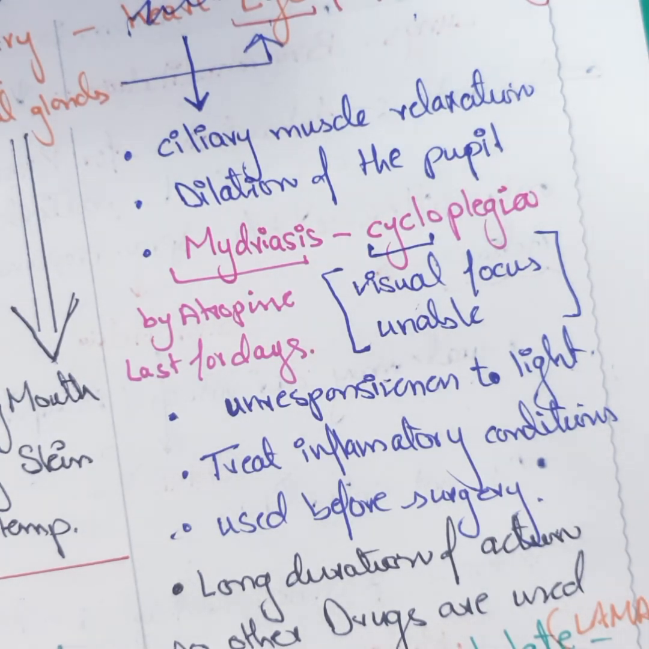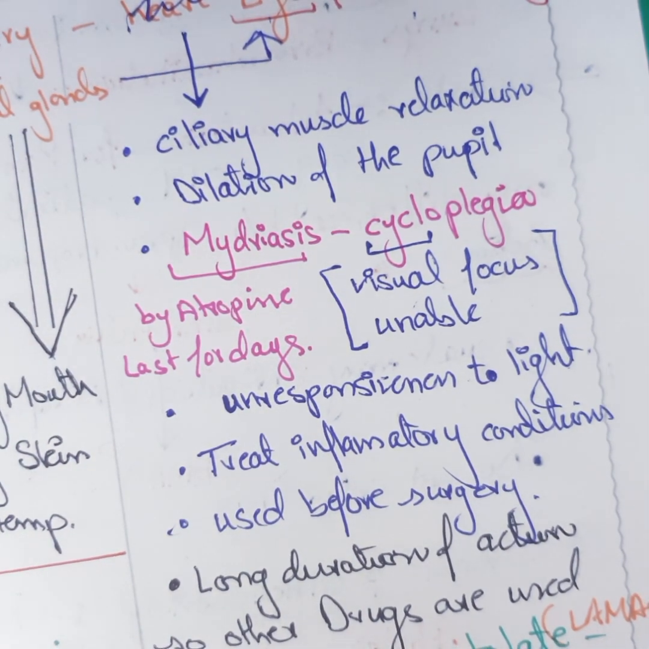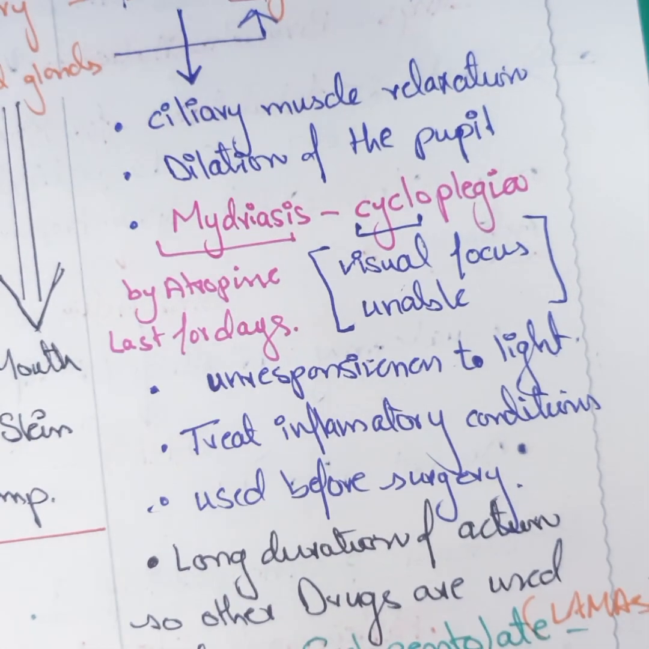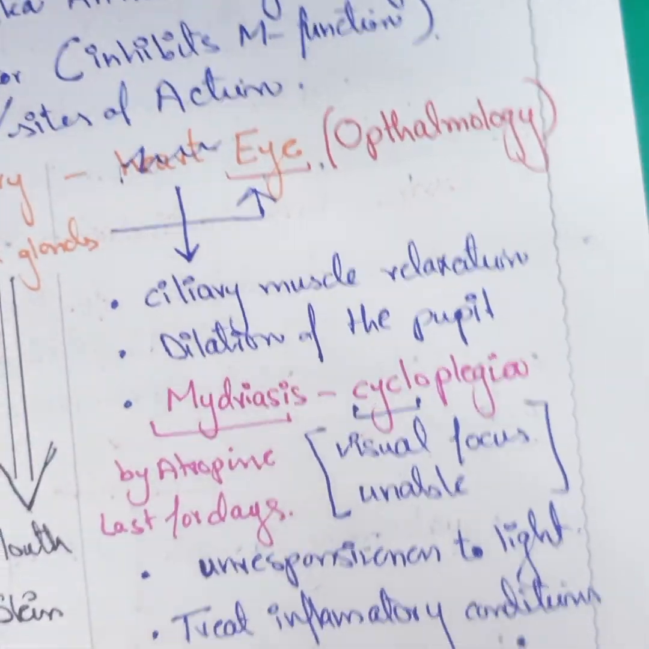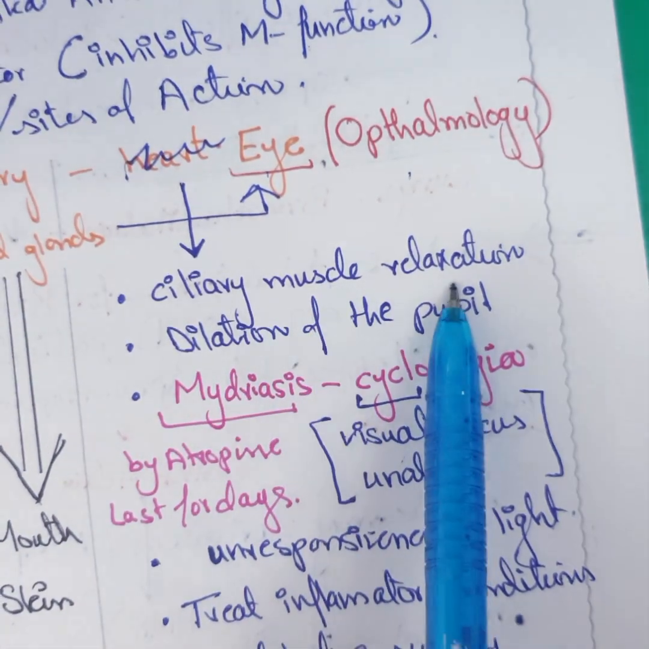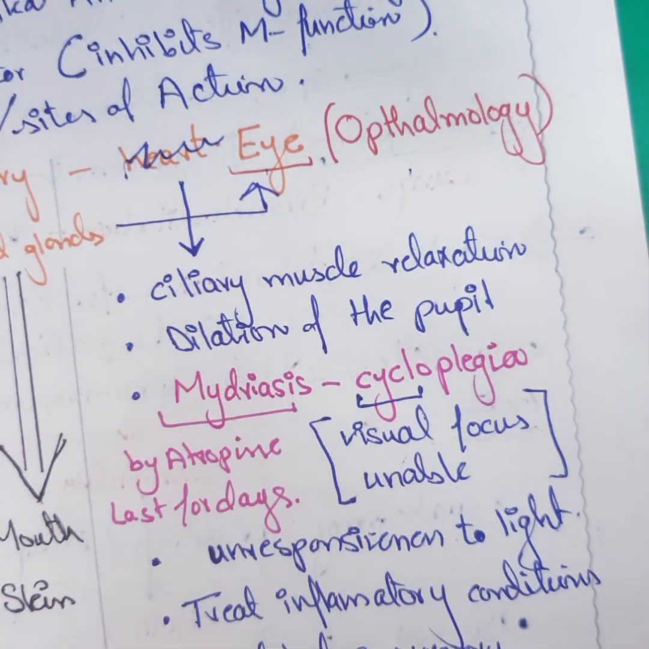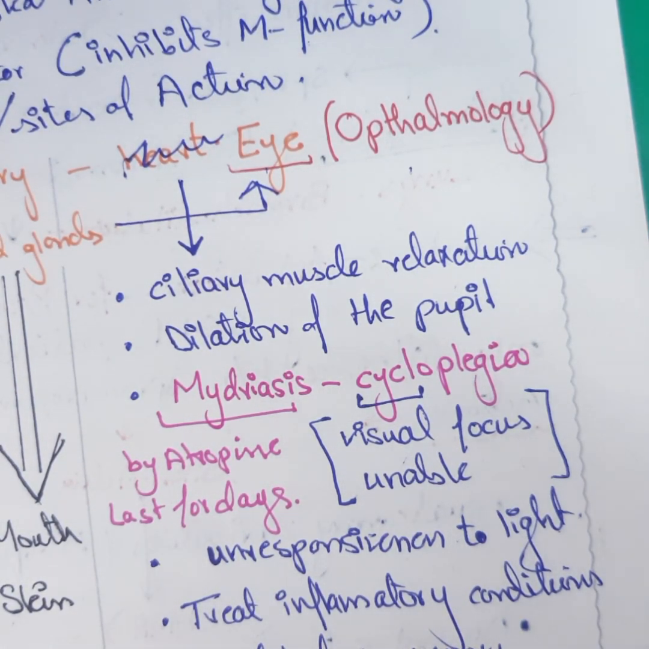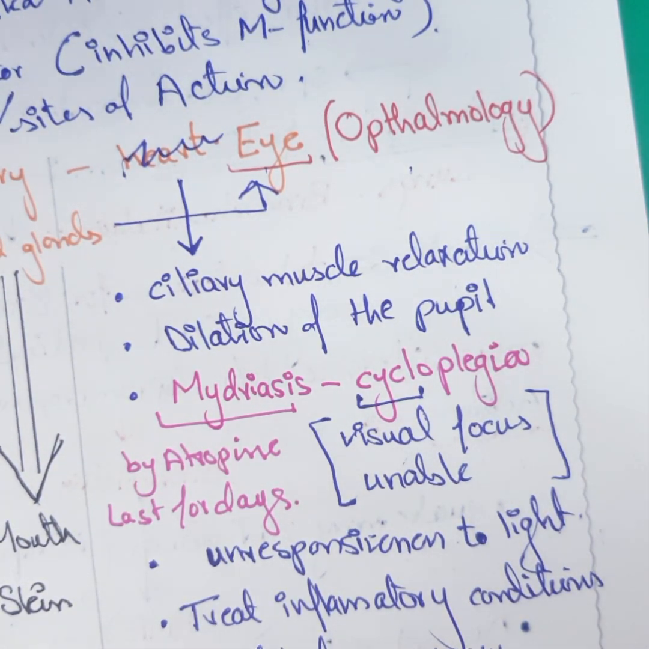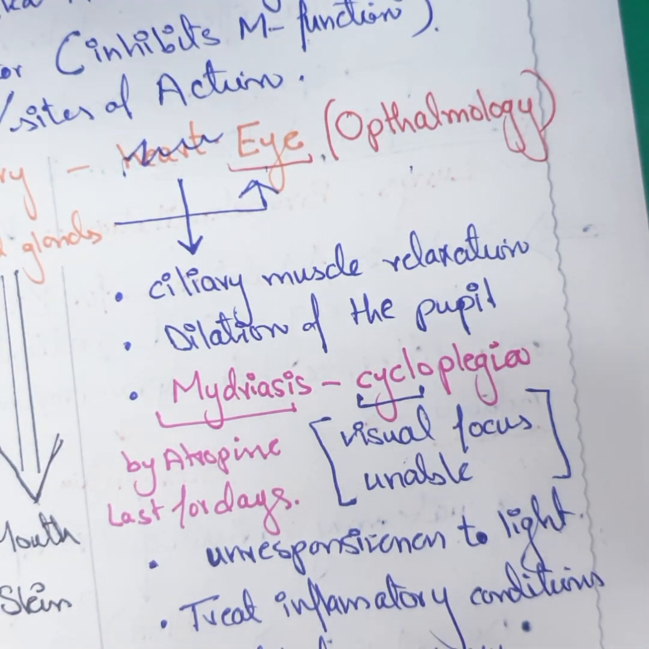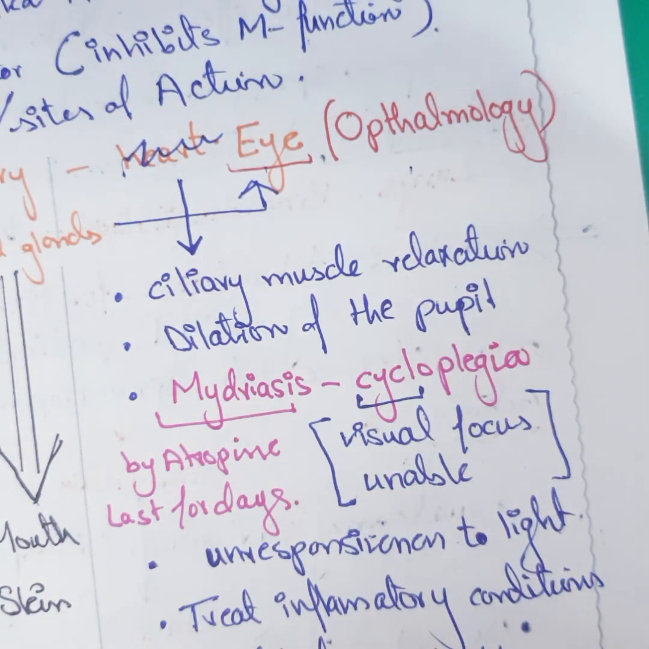Now, if we talk about the uses in clinical practice today, atropine is widely used in ophthalmology. How? It can cause ciliary muscle relaxation and dilation of the pupil, also known as mydriasis. It can also be used for cycloplegia, the inability to focus on near vision.